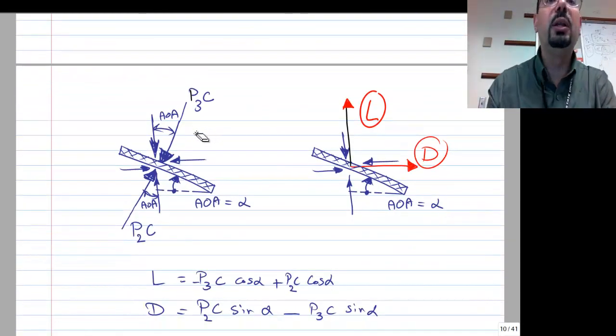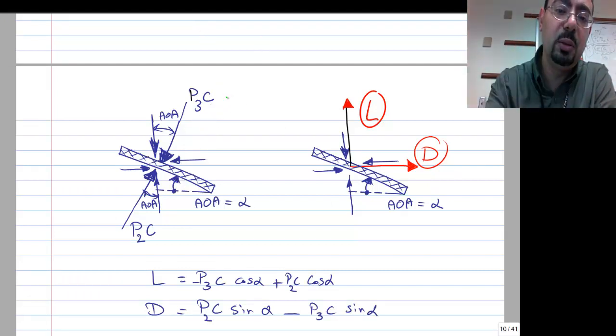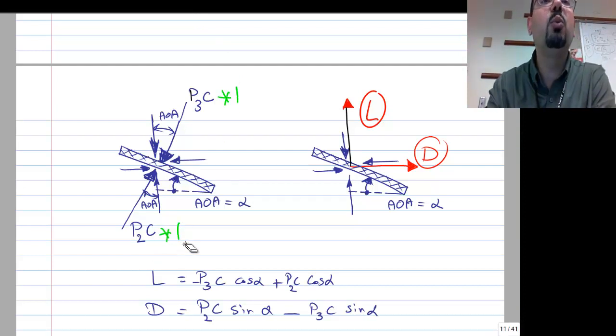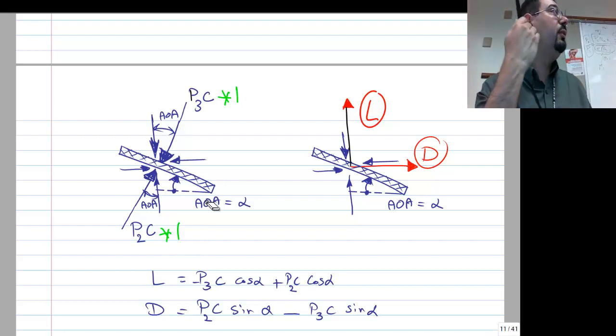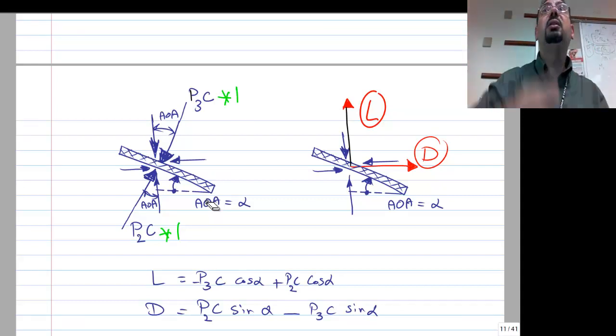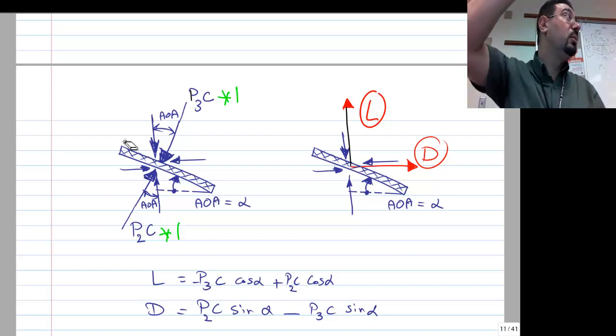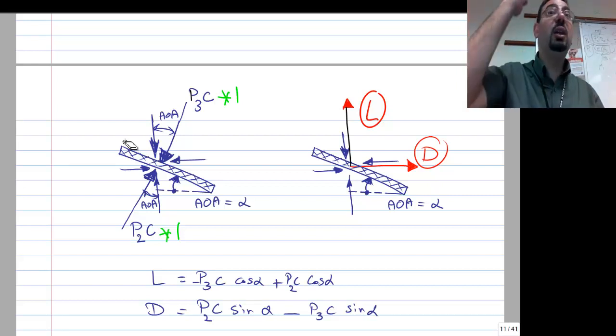So now here is the lift and the drag. The upper surface has P3 times C times 1. Let me write times 1. And the lower surface has P2 times C times 1. So now what is the lift and the drag? Because we fly normal to gravity, we are really interested in the vertical component of that force. So those two together make an aerodynamic force, and that aerodynamic force could be in any direction.